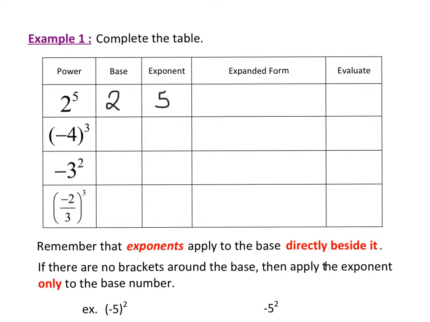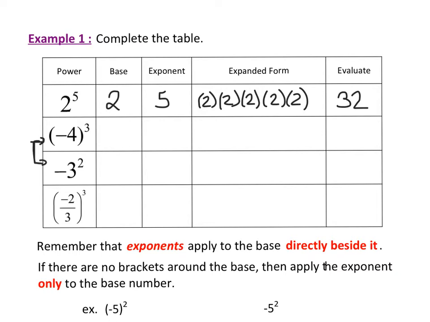So our expanded form is like saying 2 times 2 times 2 times 2 times 2, 5 times, right? And when we evaluate that, we can evaluate it either with a calculator using 2 to the power of 5, or 2 times 2 times 2 times 2 times 2, right? Which is 32.